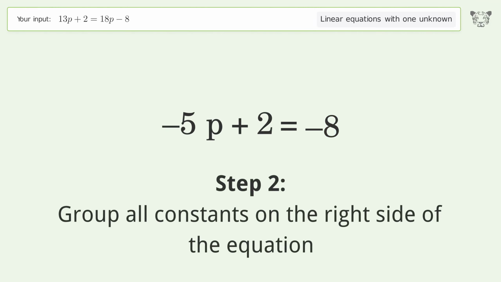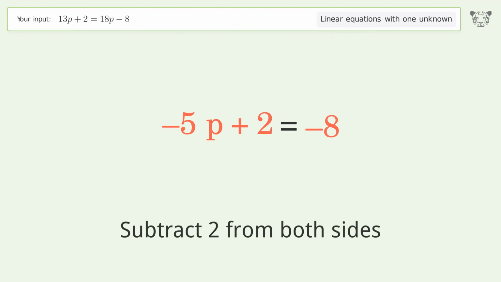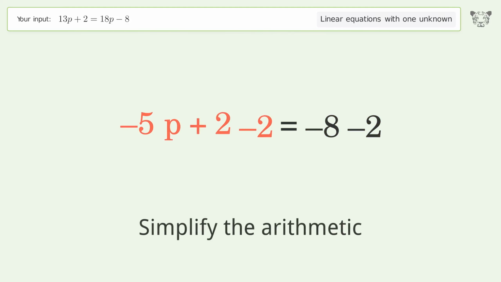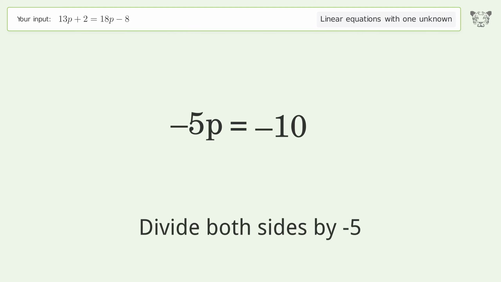Group all constants on the right side of the equation. Subtract 2 from both sides. Simplify the arithmetic. Isolate the p. Divide both sides by -5.